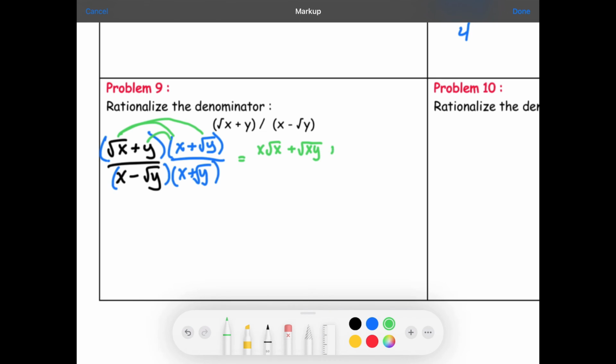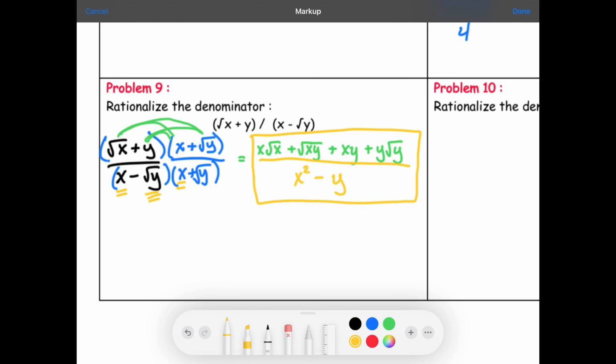Y times x is xy. And y times root y is y root y. So we can't combine any of these terms. There are no like terms here. So we'll just go ahead and do the denominator. You square that first term. X times x is x squared. You make it a minus. Root y times root y is y. That's it. You can't simplify any of that anymore.